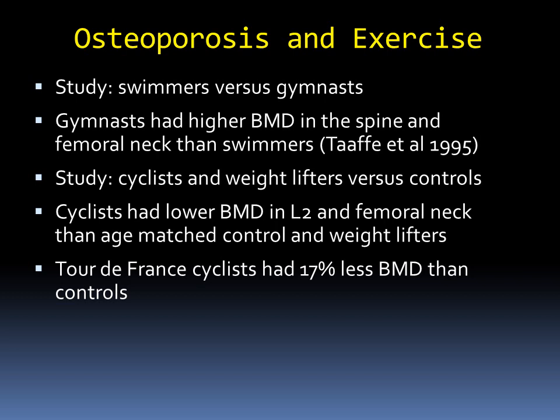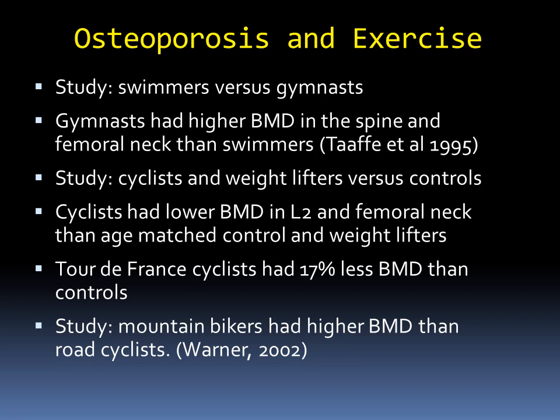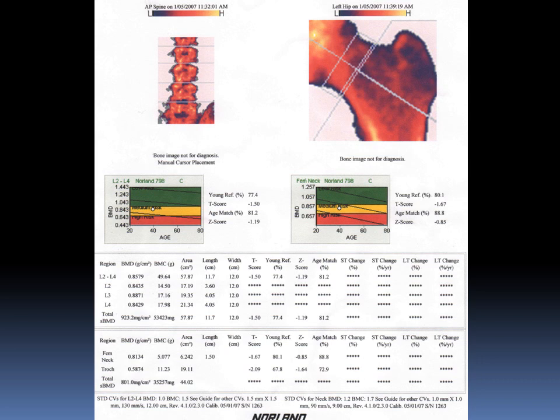Tour de France cyclists had 17% less bone mineral density than controls in this study. Okay, another study looked at mountain bikers, and they had a higher bone mineral density compared to cyclists. Again, it must be all that vibration from the impact forces.